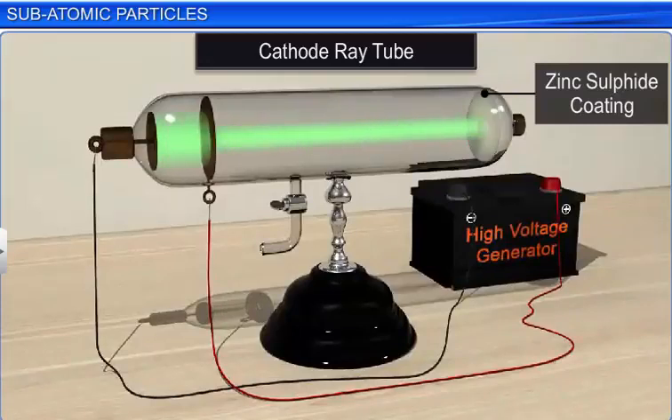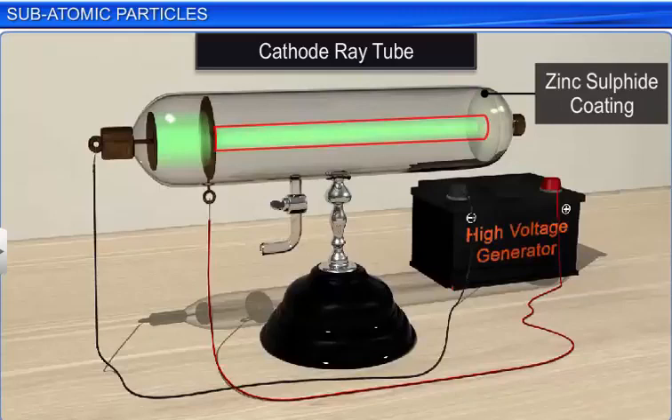This time, he noticed a bright spot on the coating behind the anode, which confirmed two things. 1. The current consisted of invisible rays of particles, some of which could pass through the perforated anode. 2. These rays were emitted out of the cathode and moved towards the anode. These rays were named cathode rays.